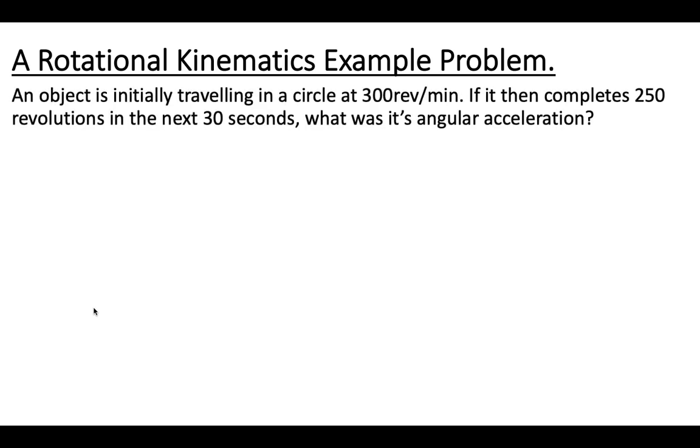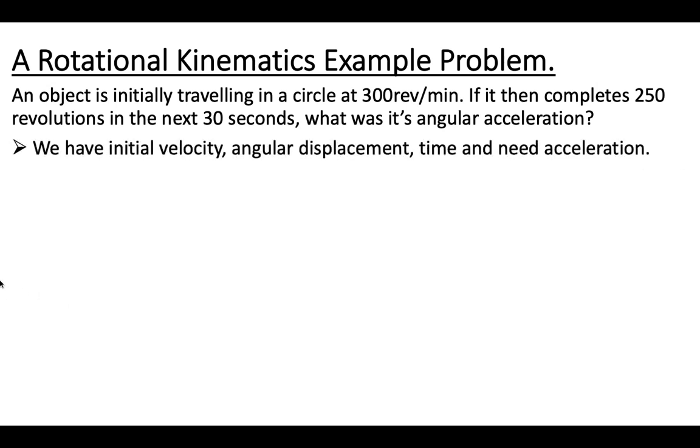I don't want to do a ton of them because it's just going to take a long time. But I will do one where we use those variables and those equations. So an object is initially traveling in a circle at 300 revolutions per minute. If it then completes 250 revolutions in the next 30 seconds, what was its angular acceleration? So we have initial velocity, we have angular displacement, it went 250 revolutions, that's angular displacement. The velocity, that's the 300 revolutions per minute. We also have time, because they gave us 30 seconds, and we need the angular acceleration.